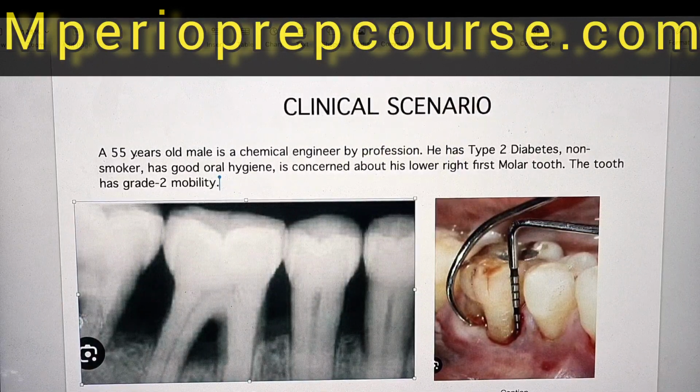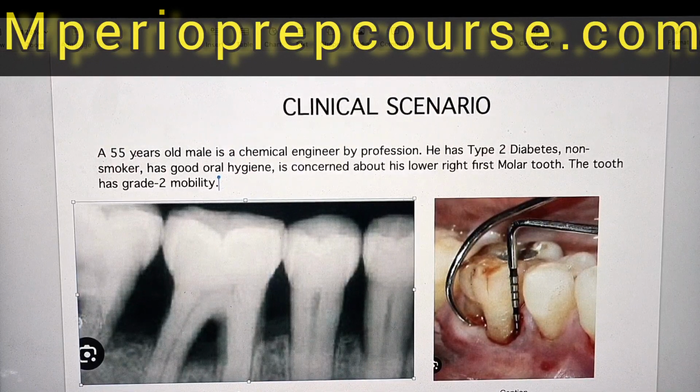Okay. And any evidence for this treatment? I don't remember an evidence right now, but my reason would be the low cost of this treatment for the patient. Okay. Can you tell me the steps for the tunnel preparation?